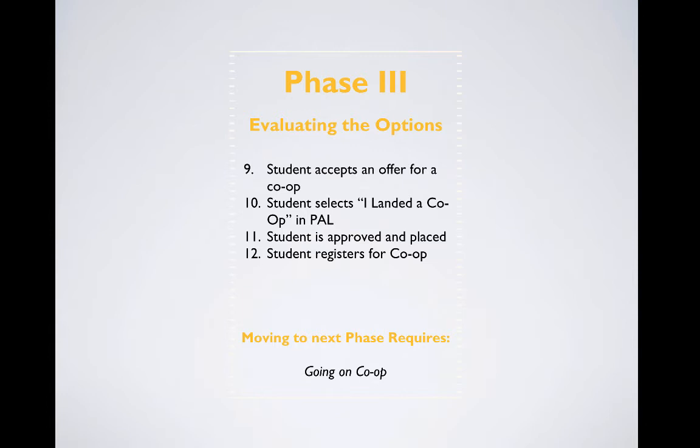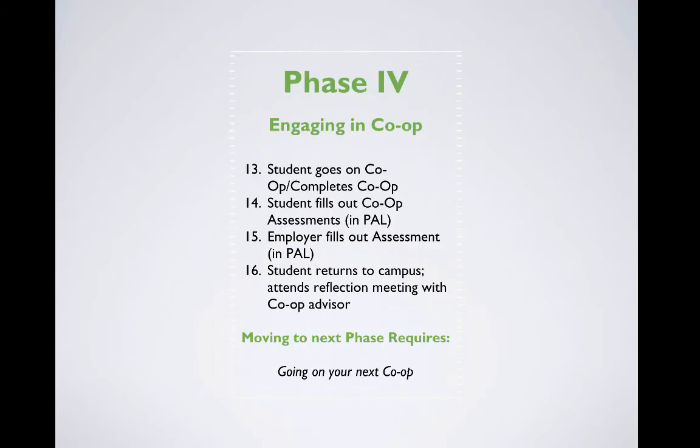But for the most part, everyone gets notified. You get an email saying you've landed a co-op. It's fantastic. Everyone's excited. And then you register for co-op through the university's systems. The move on to the next phase is basically going on to co-op, and that's really phase 4, is engaging in that co-op opportunity. You go on to the co-op, you complete your entire semester.